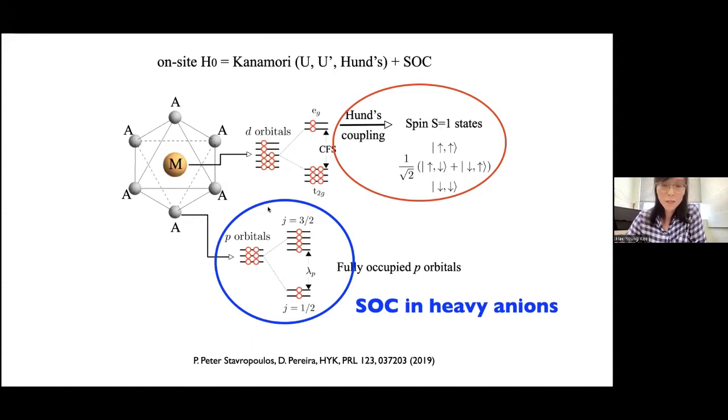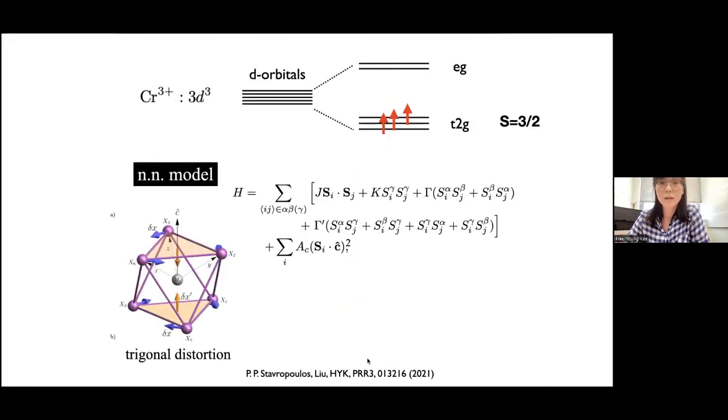Unfortunately, I don't have time to go through the microscopics, but you can go over this paper here and take a look at some details. So I'm going to jump into chromium triiodide here. As we discussed, this one has spin 3/2.